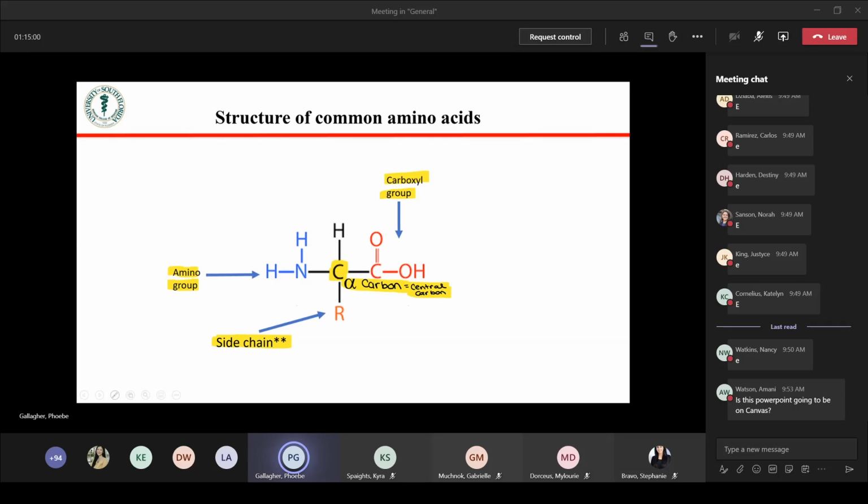Okay, know this forwards and backwards. You know that there's an amino group, there's a carboxyl group, and that the middle carbon is the alpha carbon.